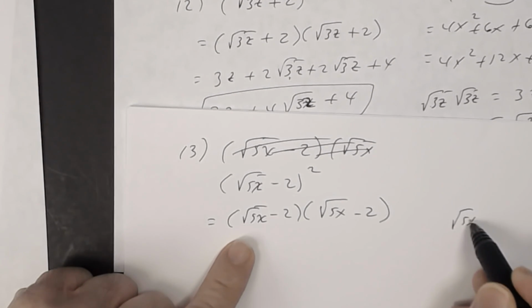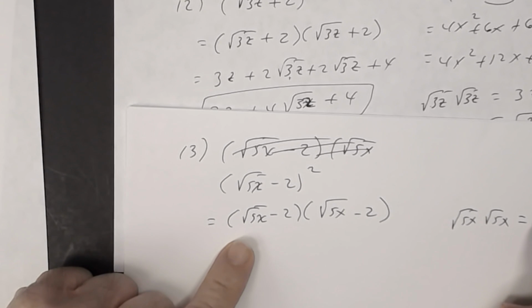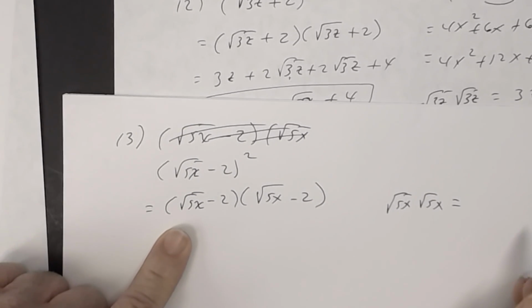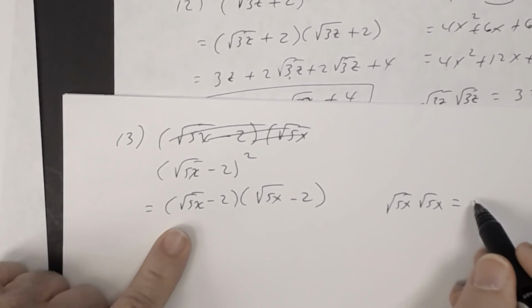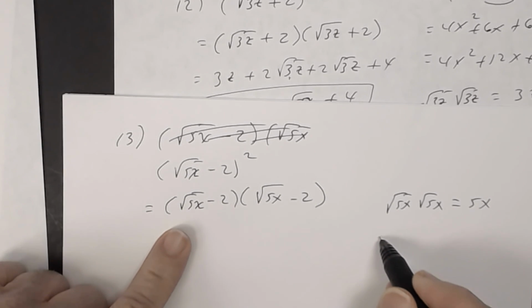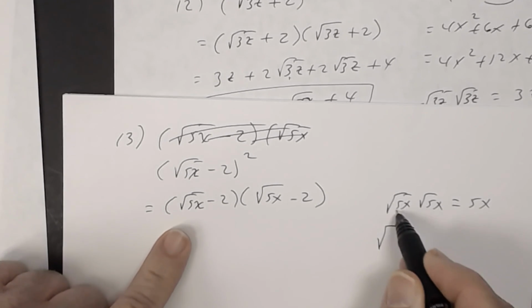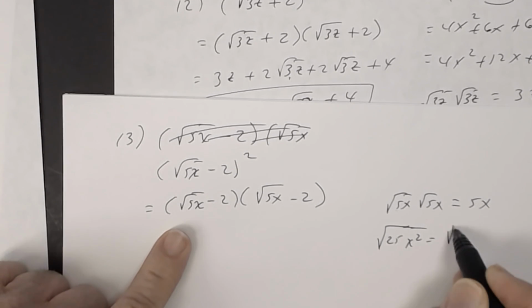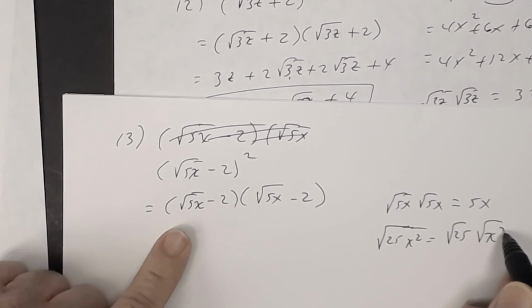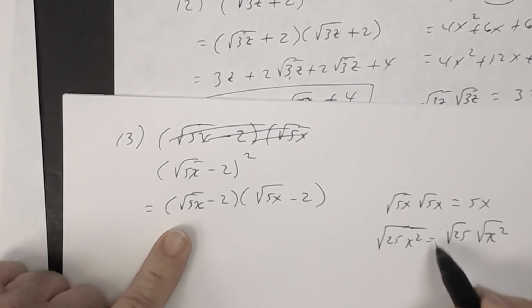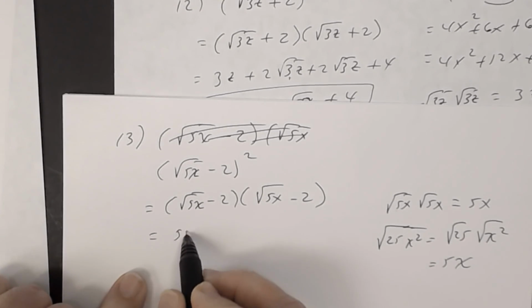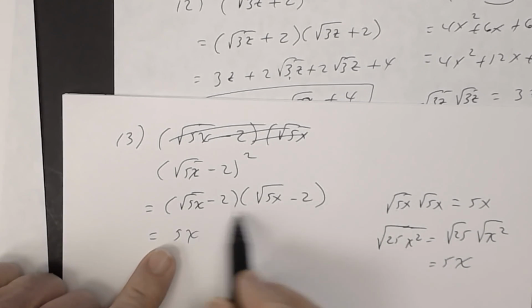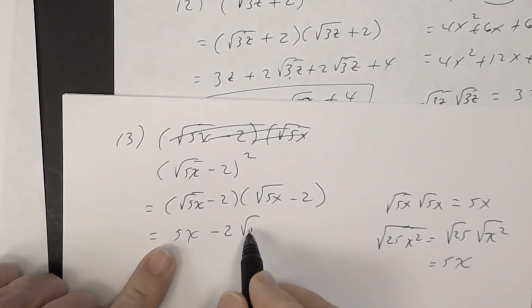The square root of 5x times the square root of 5x is just what? Real quick, what do you think it is? It's 5x. You know it's 5x. Now, if you want to multiply it out, you can. That's going to be the square root of 5 times 5 is 25. X times x is x squared. So that becomes the square root of 25 times the square root of x squared. Square root of 25 is 5. Square root of x squared is x. So that's just 5x. The outer is a negative 2 square root of 5x.